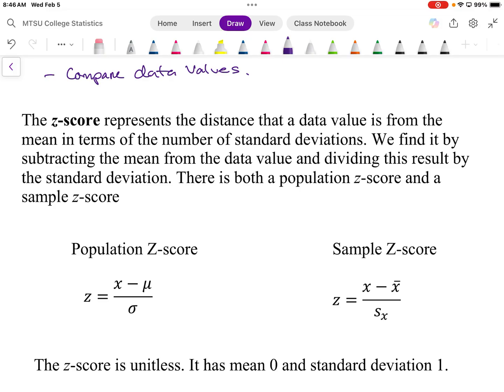Okay, and on the top of our fractions here, we basically take the plain old x's in each case. That's basically the actual amount minus the mean, divided by the standard deviation. And that's the same thing for both. It just depends on if you're talking about a sample z-score or a population z-score.